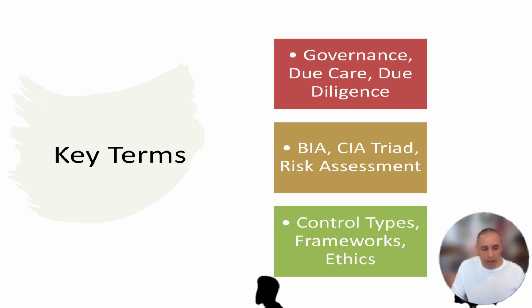BIA, business impact analysis, the process of determining the potential impact of disruptions to critical business operations. CIA triad, the foundational model of information security: confidentiality, integrity, and availability. Risk assessment, the process of identifying, evaluating, and prioritizing risks to organizational assets. Control types, the various categories of security controls, such as preventive, detective, and corrective, used to manage risk. Frameworks, structured approaches like ISO 27001 or NIST RMF that guide organizations in implementing effective security programs.